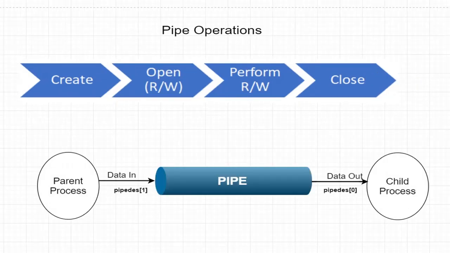In order to demonstrate the pipe operations, let us consider an example wherein we have two processes. One is the parent process that writes the data into the pipe, and there is another child process that reads the data from the pipe. The parent process writes into the write end of the pipe, that is pipe descriptor 1, and the child process reads from the read end of the pipe, that is pipe descriptor 0. Now let us see how the pipe operations are done in the code in this particular example of the parent process writing the data to the child process using the pipe.